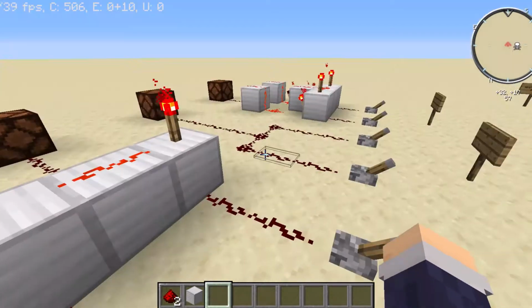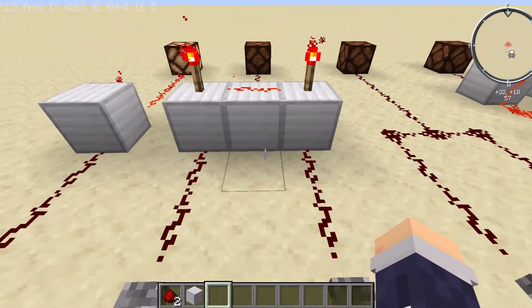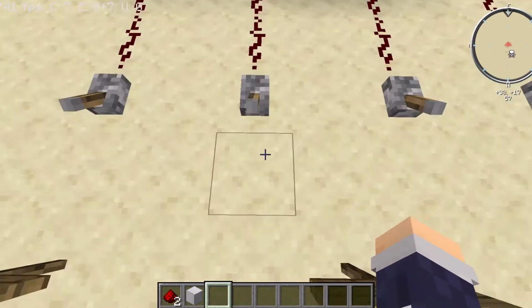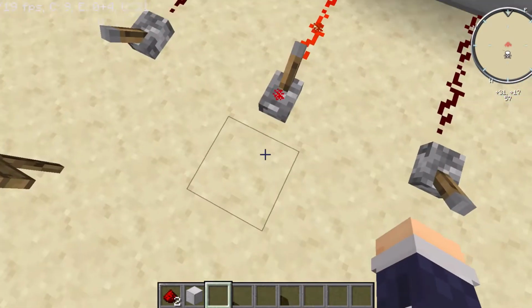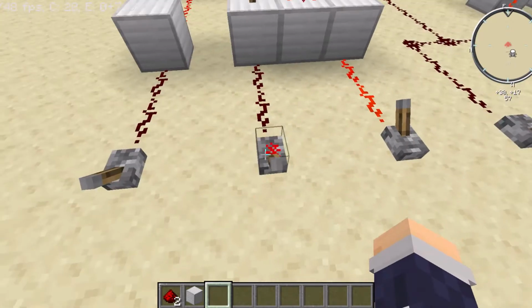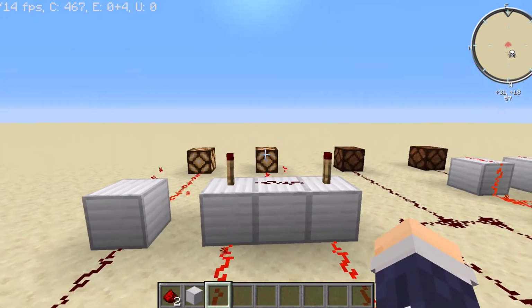This one has 2 inputs, and what it does, it only turns on the light if both inputs are on. So now it's off, one input on, still off, the other input on, still off, the 2 inputs on, and it's on.